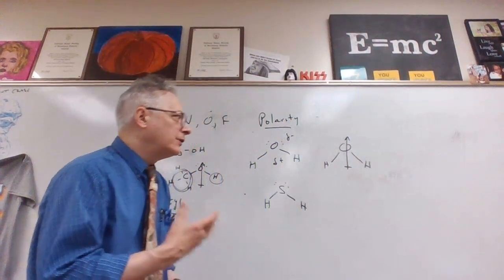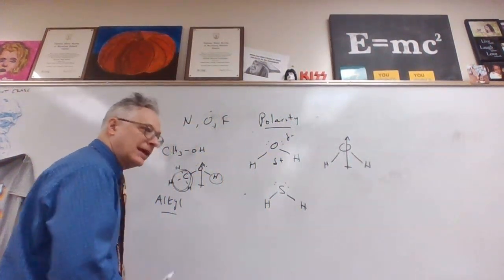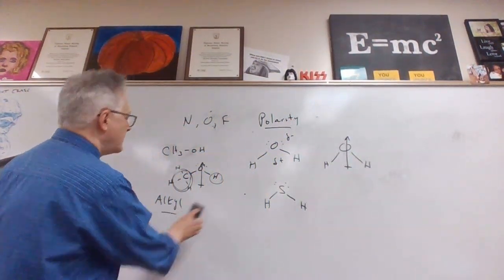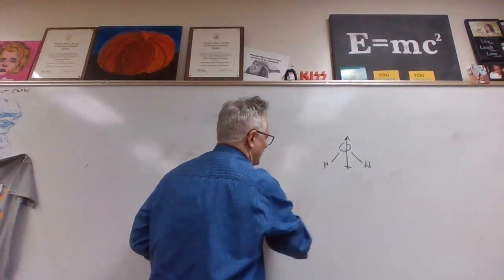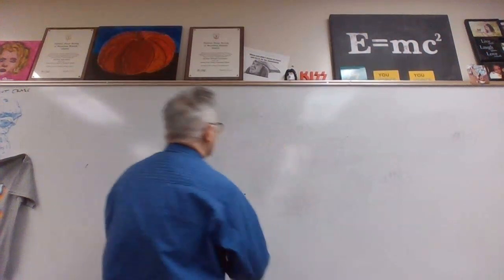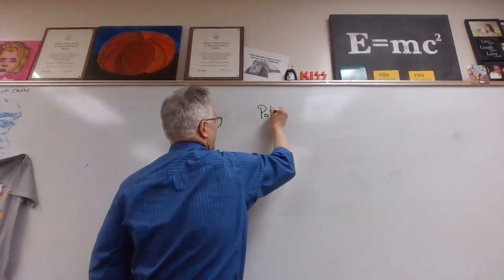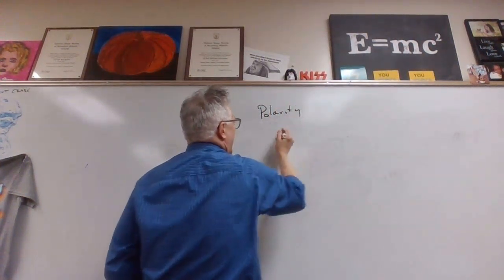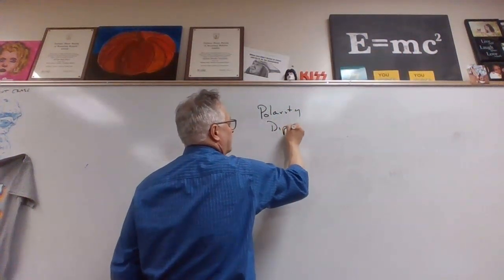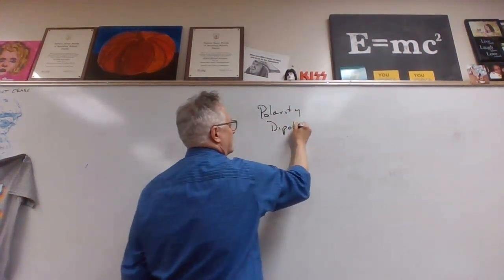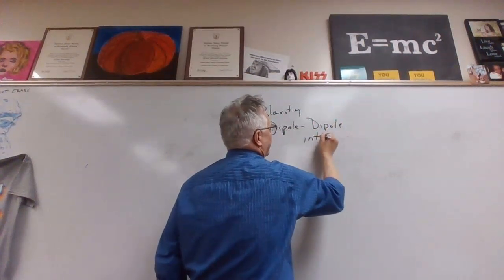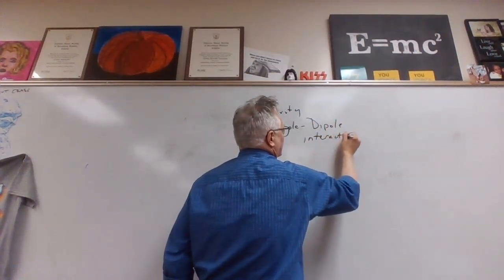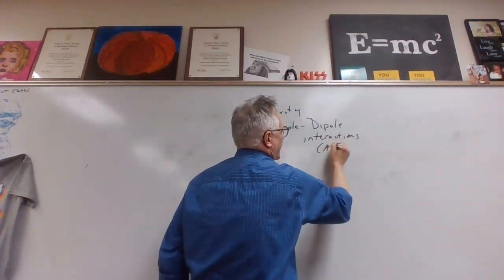Now, let's take a look at some other molecules, like pentane, that one that had a very high vapor pressure. Okay, so polarity, that was one thing. And we would say that it has what are called dipole interactions, or attractions. You should jot this down.